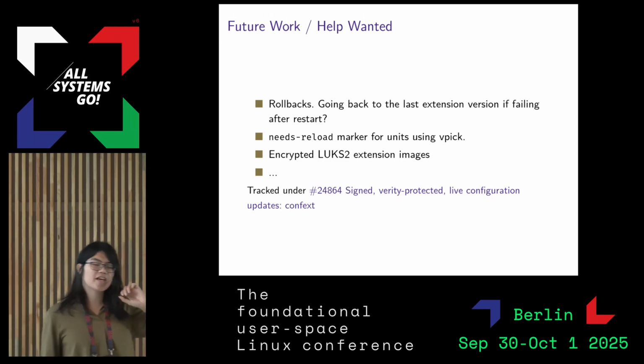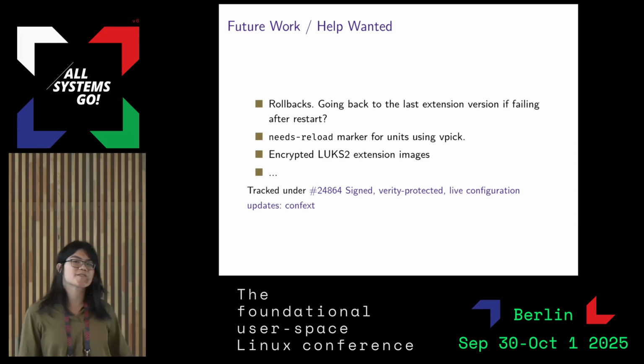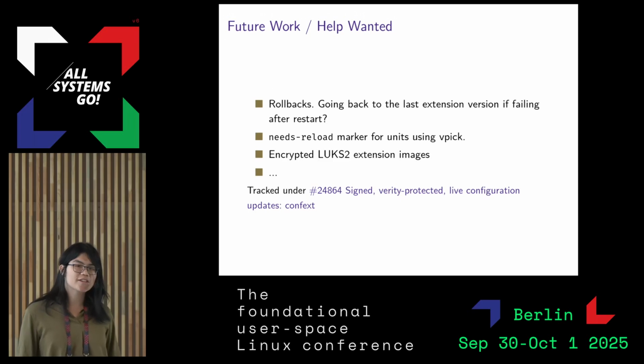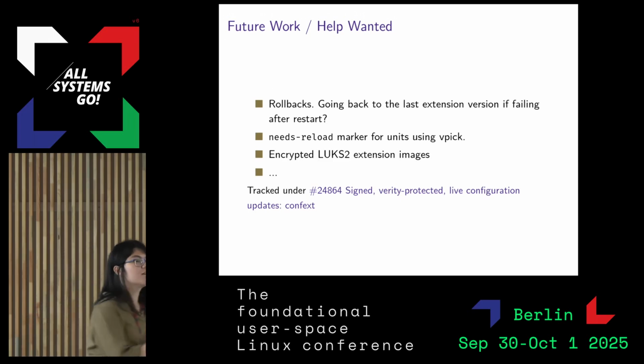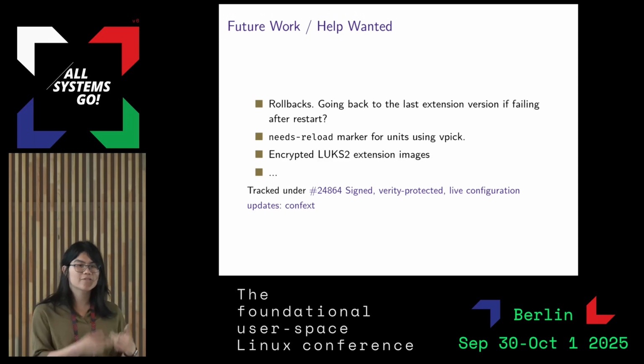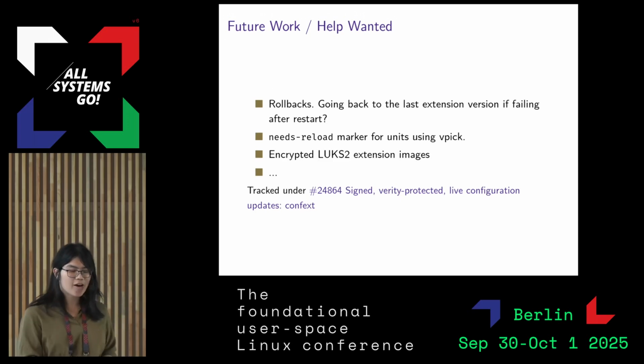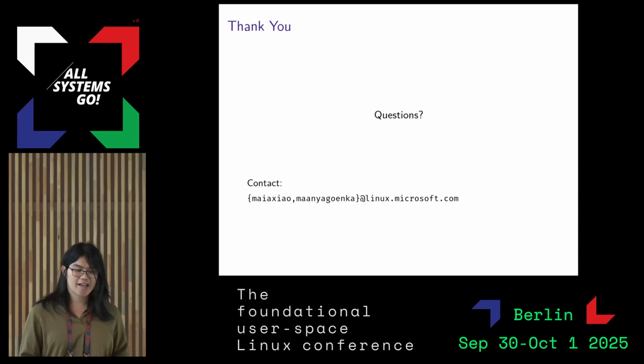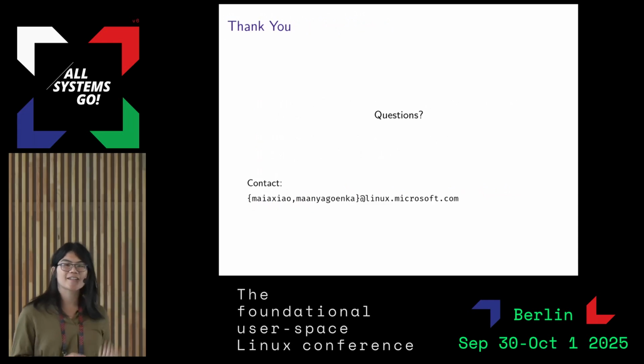What if you dropped in a new config file? There's a syntax error, so it fails to load. It'd be really nice if you could just roll back to the previous version, now that you have a tool like vpick that is supposed to handle versions for you. And yeah, all of that is tracked under a single GitHub issue on the systemd repo, if you want to keep in touch with how confext is doing. And yeah, that is all that I have so far.